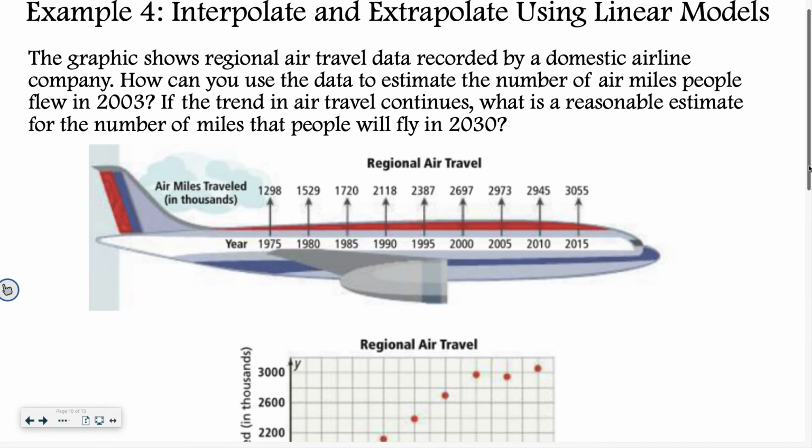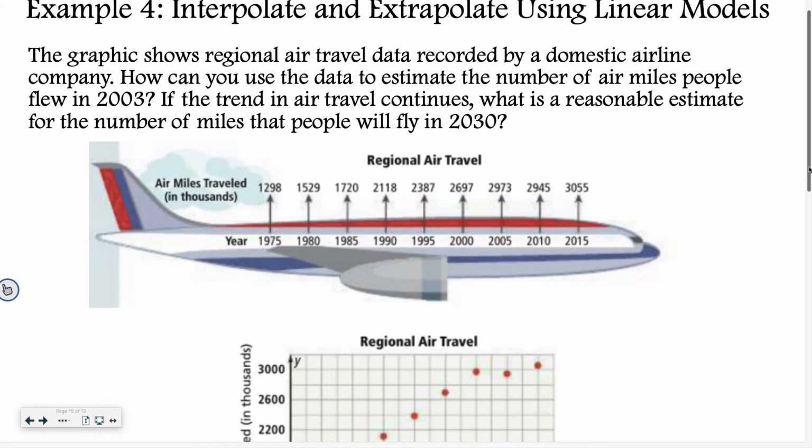So we have a graphic that shows regional air travel data recorded by a domestic airline company. How can you use the data to estimate the number of air miles people flew in 2003? If the trend in air travel continues, what is a reasonable estimate for the number of miles that people will fly in 2030?